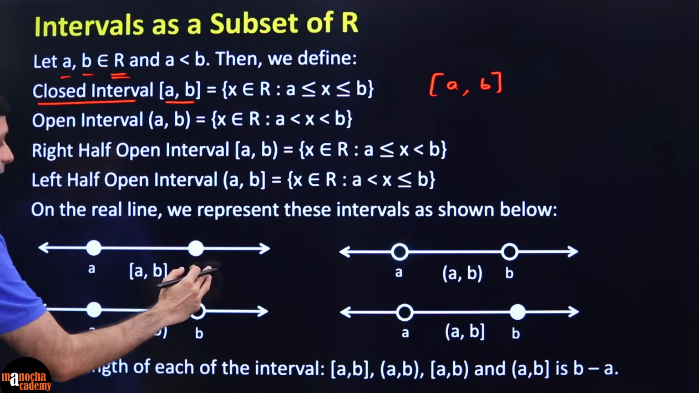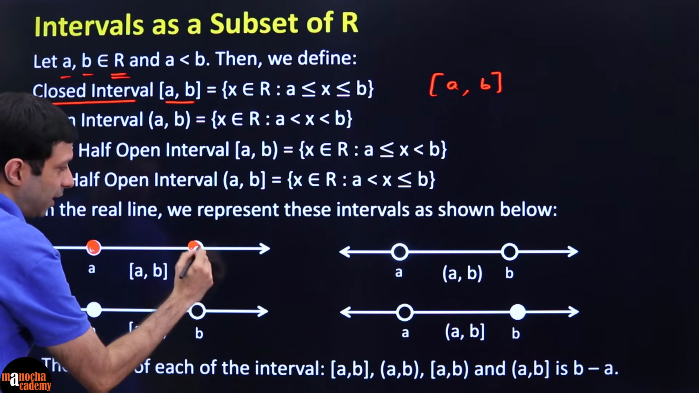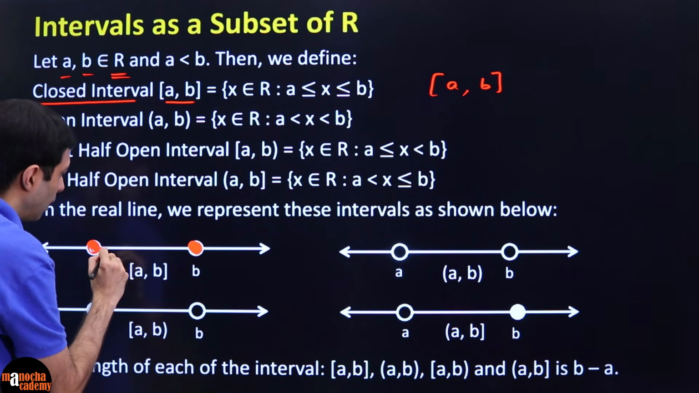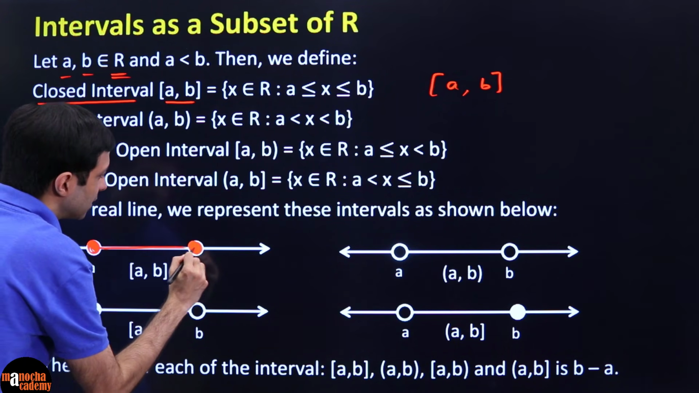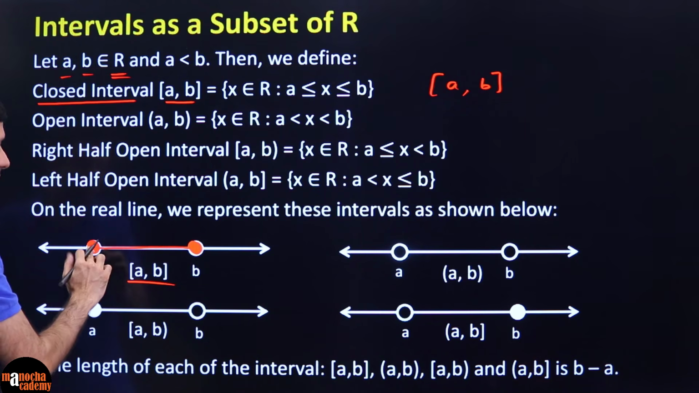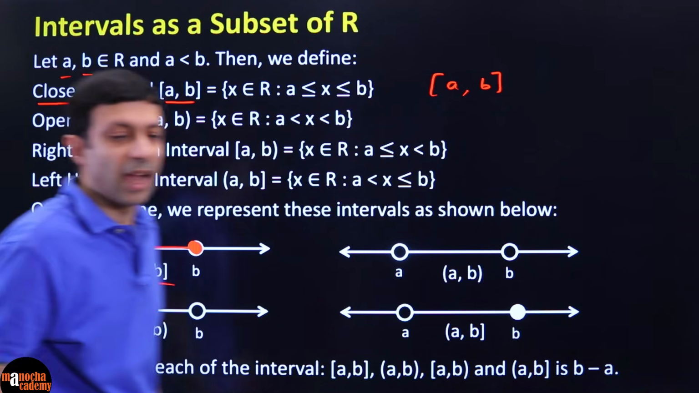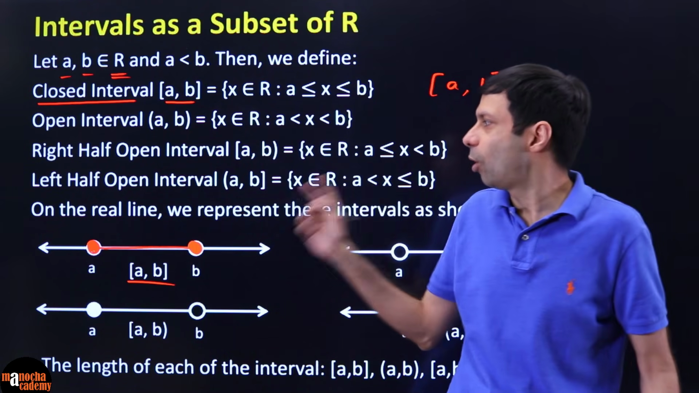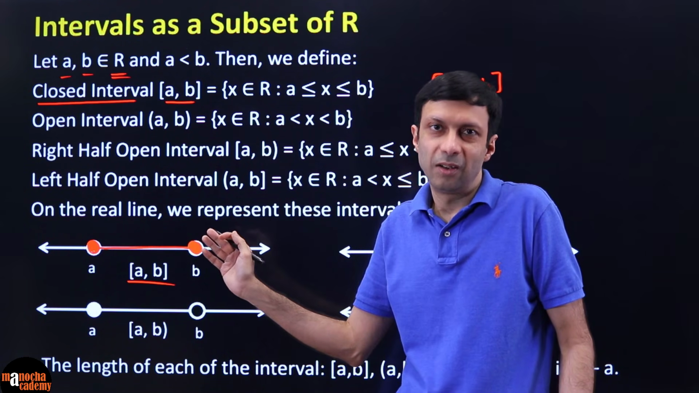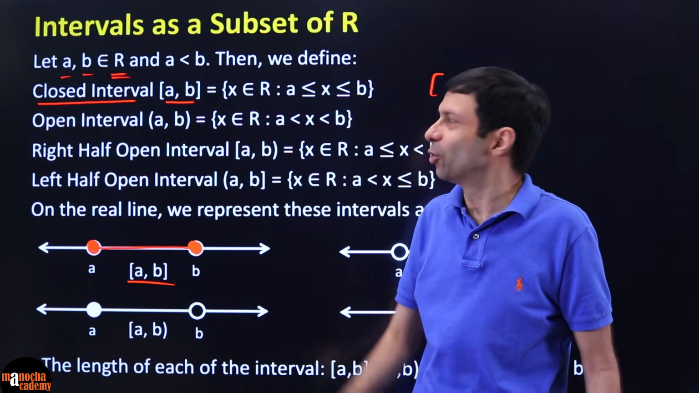So how will we represent it on the number line? It's going to be represented like this. You will use a solid dot at A, a solid dot at B, and then you will draw a line between A to B like this. This is the closed interval A comma B. So all the numbers which include A, B and all the numbers in between. And you can see that this is clearly a subset of the real numbers, right? Because real numbers means anything that can be represented on the number line. So this is the closed interval.